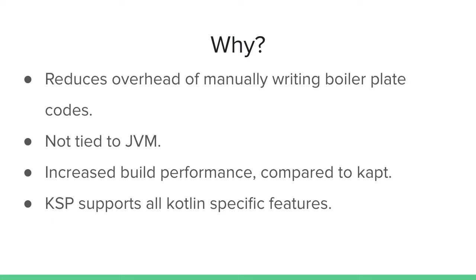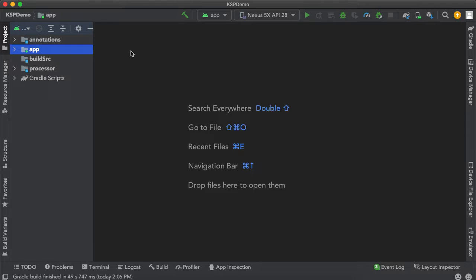I'll be showing a practical demo of KSP using Android Studio. So let's quickly move to Android Studio. To get started with KSP, you need to add two modules. You can add those modules as a Java library. They are the annotation and the processor.